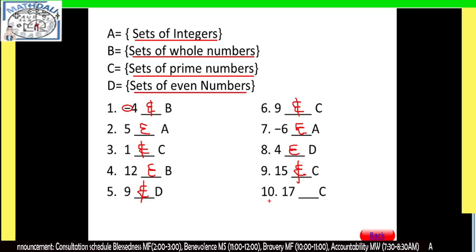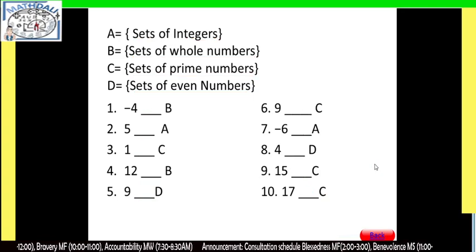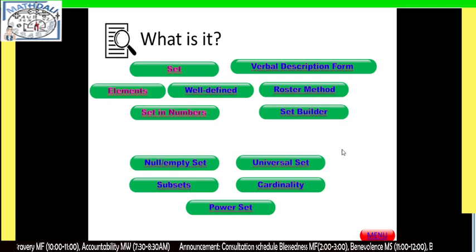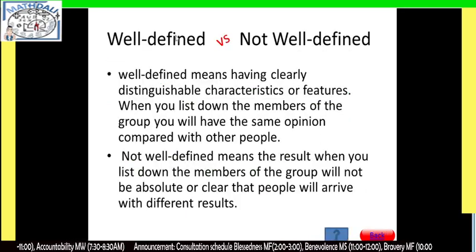The next, number 10, last one. 17. Do you think 17 belongs to set C, wherein this 17 is a prime number? Definitely that is yes. That is an element of a prime number. So that's all for the activity. Okay, next, we're going to discuss about the well-defined and not well-defined.